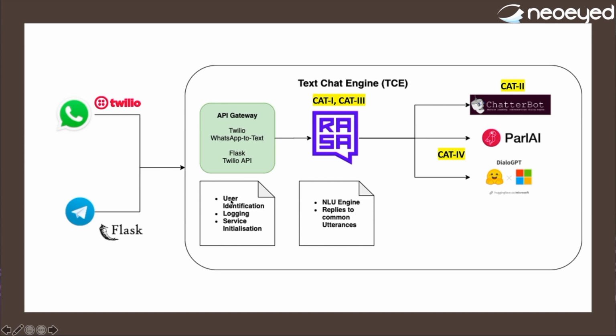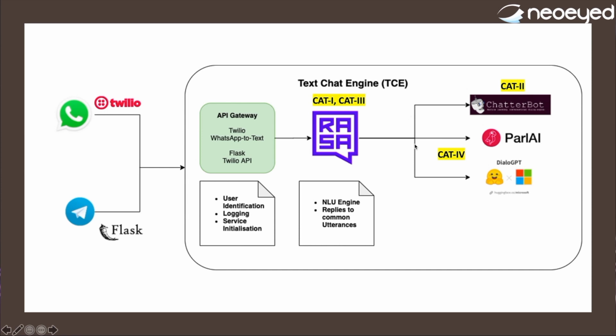The previous chat history of that person defines the context, or probably the data which you can print, and then we do some logging and stuff. Then it goes to Rasa, and it first gets checked whether it is a category 1 or category 3, and based on that it responds back from here. But if it says no, it's not cat 1 or cat 3, then it goes to Chatterbot for category 2.